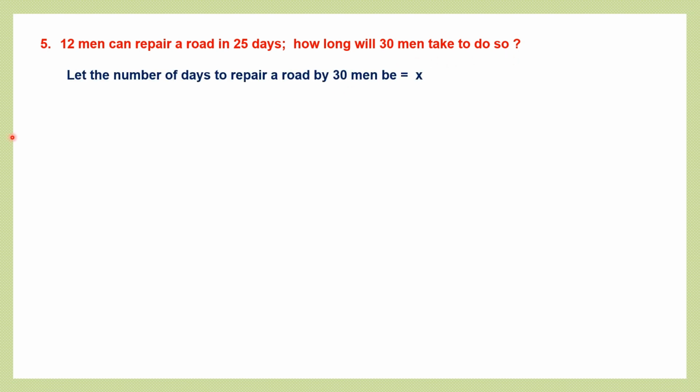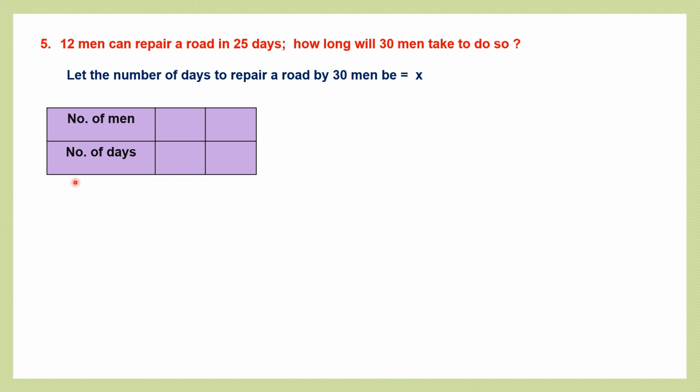So let's start by saying let the number of days to repair a road by 30 men be x. So it will be x days for 30 men to do it. Let's draw our table. So here we have men and we have days. 12 men is the first one. So 12 men take 25 days.